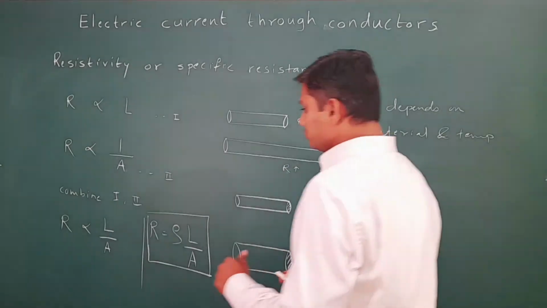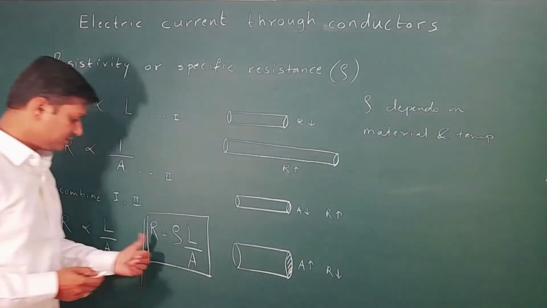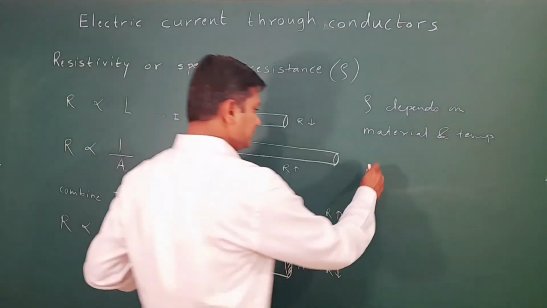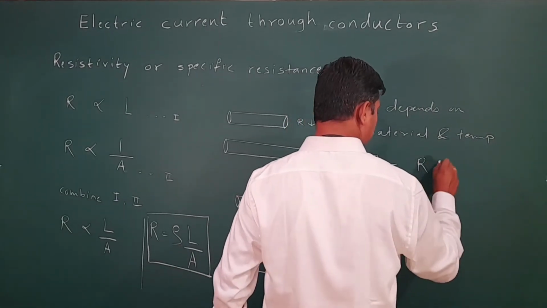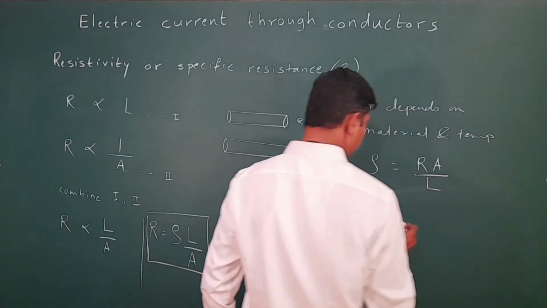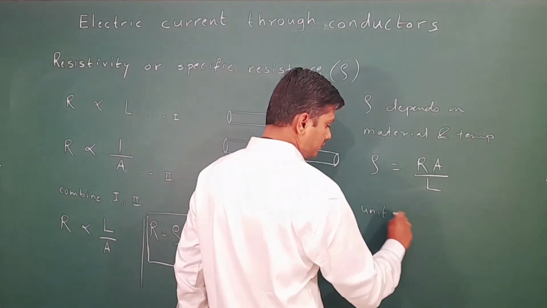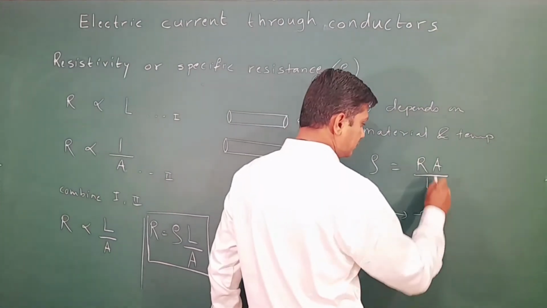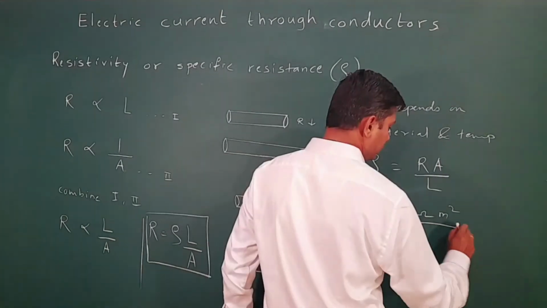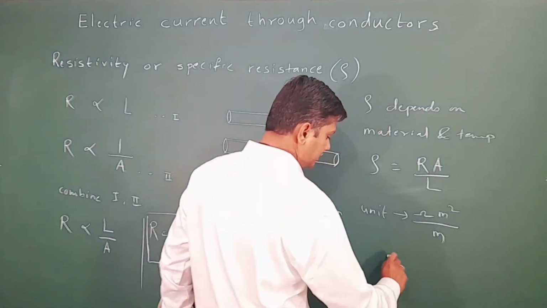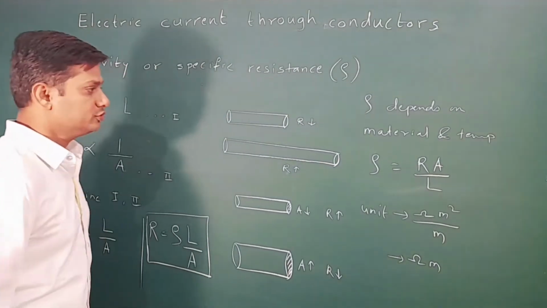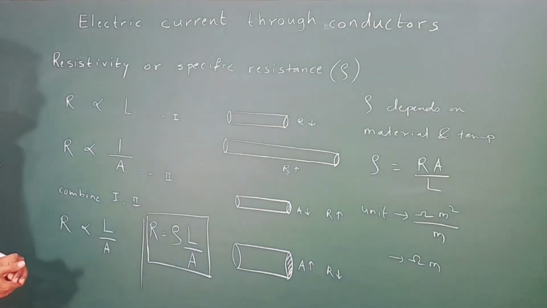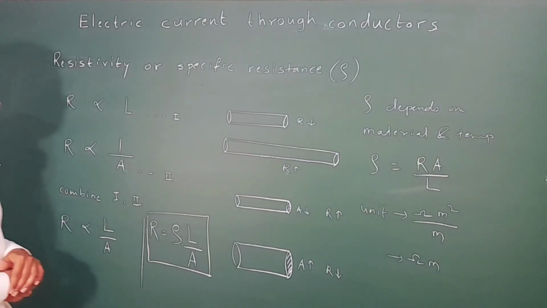Now the unit of specific resistance. From this formula we can say that rho is equal to R A upon L. So its unit is: resistance unit is ohm, area is meter square, length is meter. So its unit is ohm meter. So the unit of specific resistance is ohm meter.